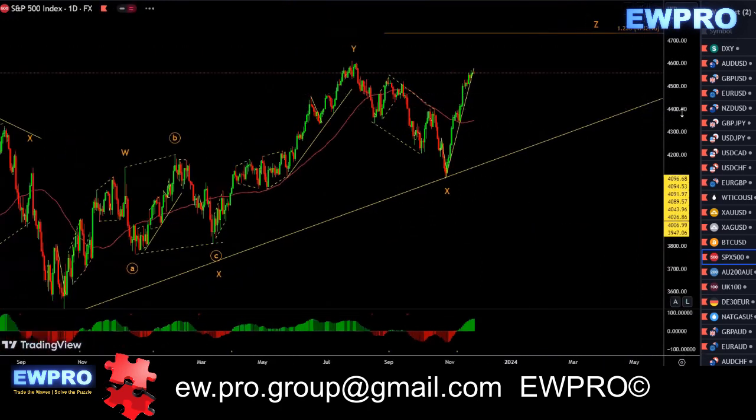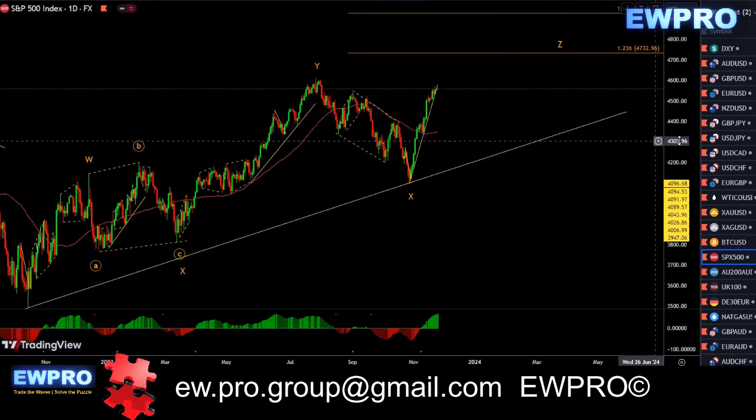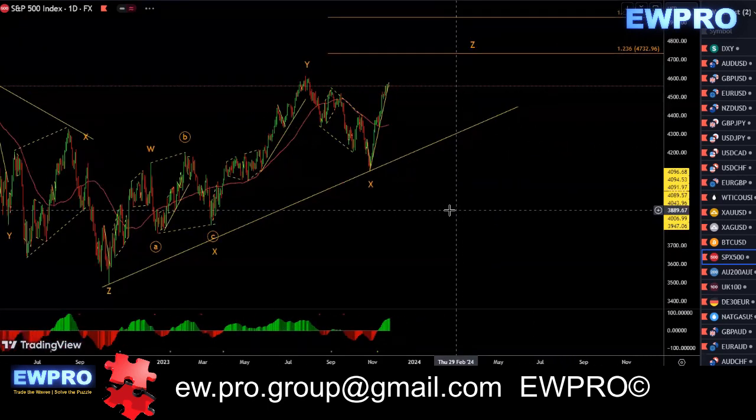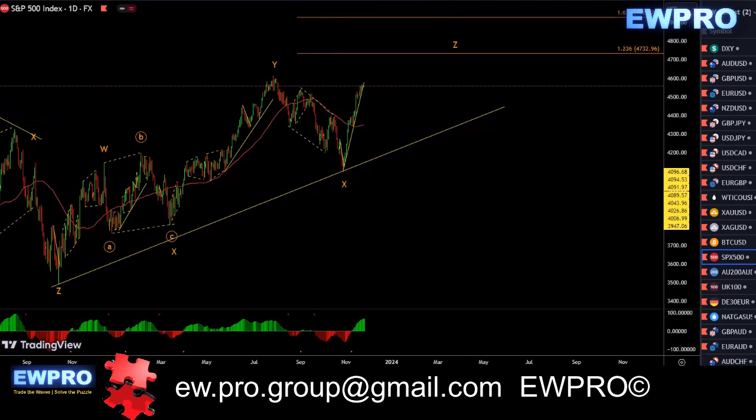On the H4, on the daily, this is playing out exactly how we've been looking at it for a very long time. We got this W, X, Y, X2, and we're getting this wave Z up. These are the targets, the 123.6 and the 161.8 for that wave Z. I am waiting for a correction, on the H4, not on the daily, just on the H4, to add.